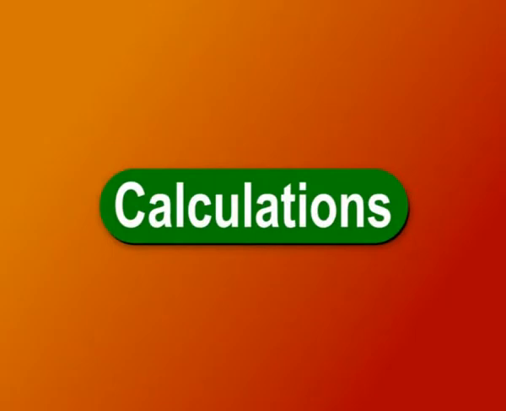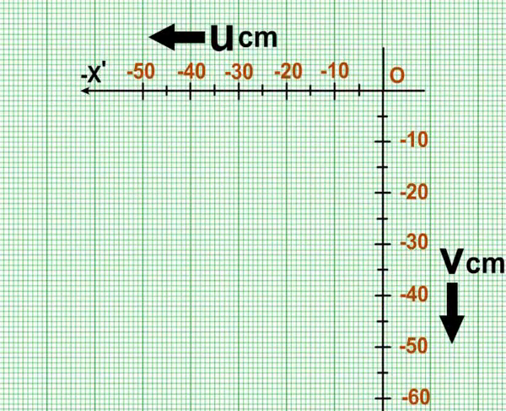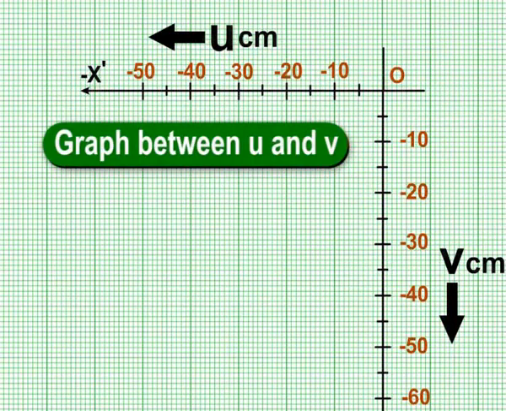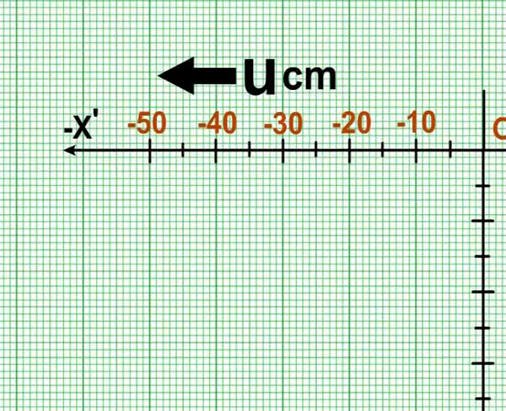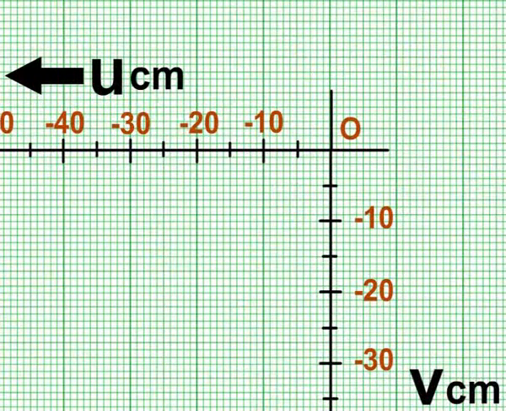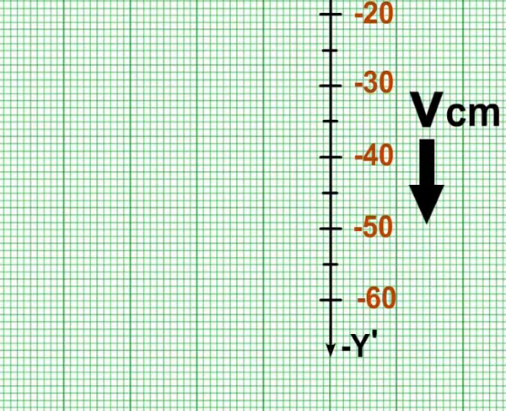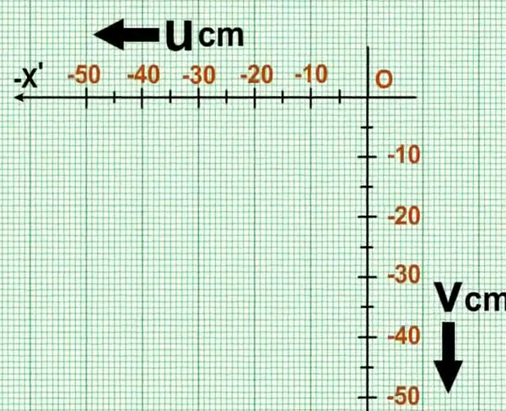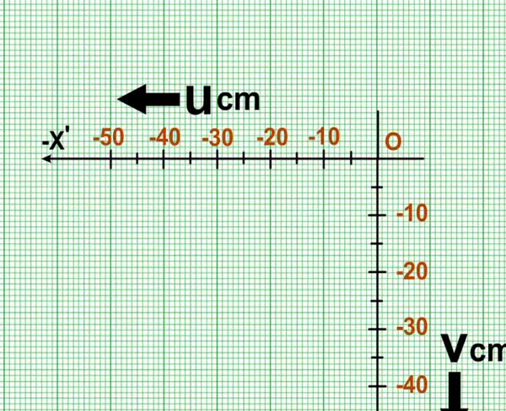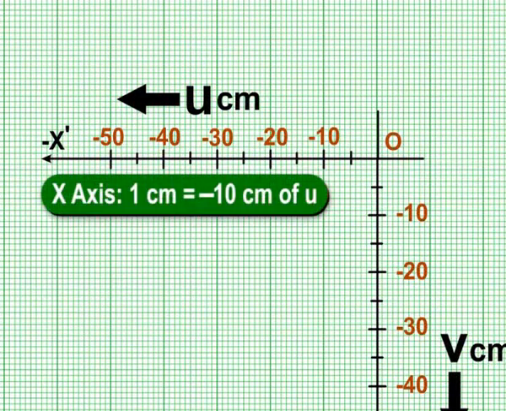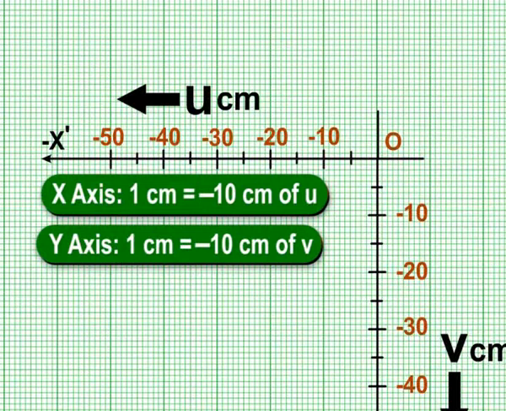It's time for calculations now. The calculations are to be made with the help of graphs. So we plot a graph between U and V first. U is taken along the negative x-axis, while V along the negative y-axis. Plot the points after choosing an appropriate scale. On the x-axis, 1 centimeter is equal to 10 centimeters of U. On the y-axis, 1 centimeter is equal to 10 centimeters of V.